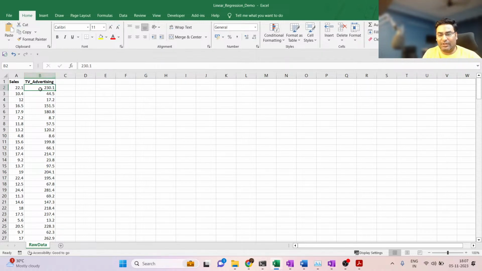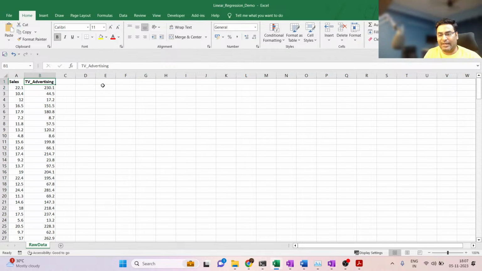So you are saying that if you are spending, let's say, 230.1 worth of ads, then you get 22.1 units of sales. In this data, unfortunately, we don't have much information in terms of the number of times the ad is coming, or the amount of money invested into the ad leading to revenue or sales units. But we don't need to worry too much about it.